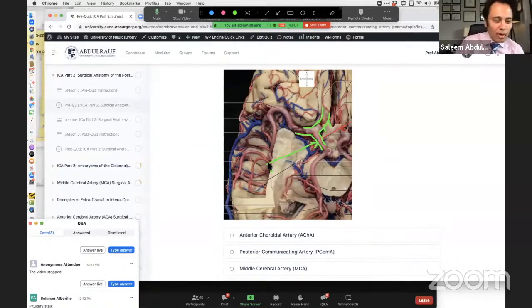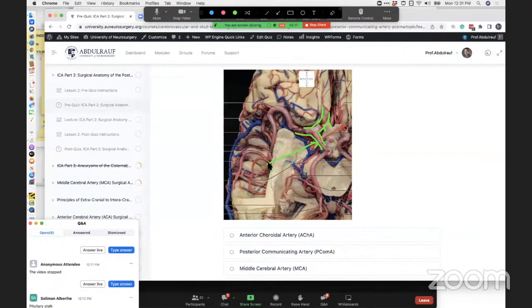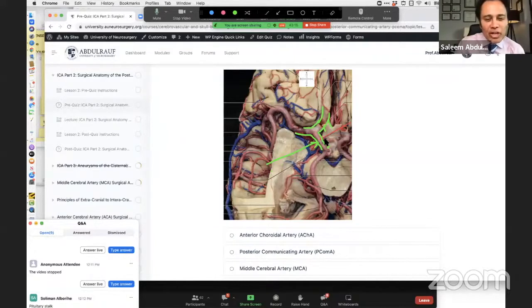Who's the brave one among you? This one in green is the posterior communicating artery. Exactly right. It's the posterior communicating artery. I'm showing it from below. You see, that's the carotid artery.